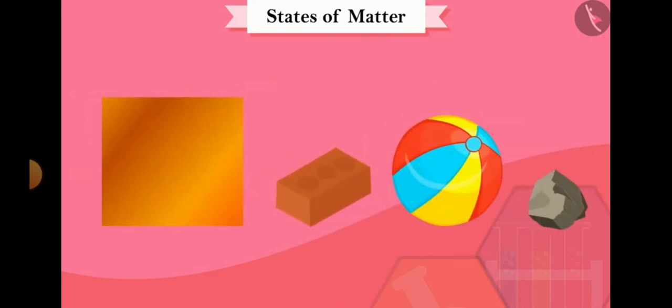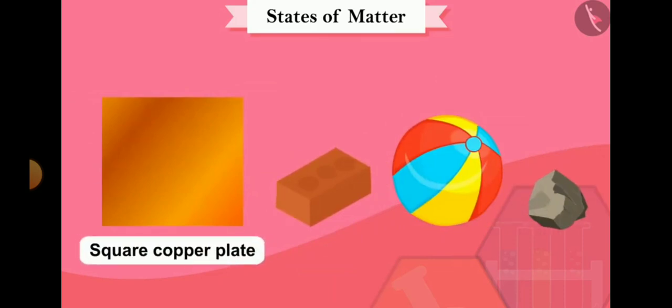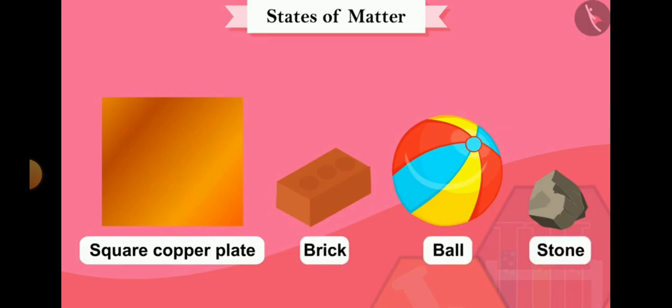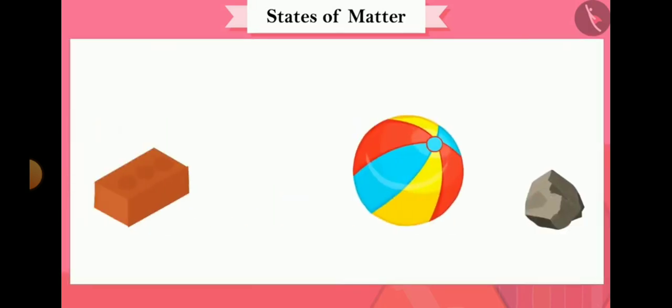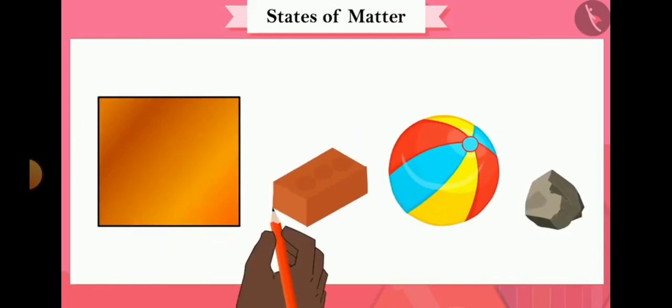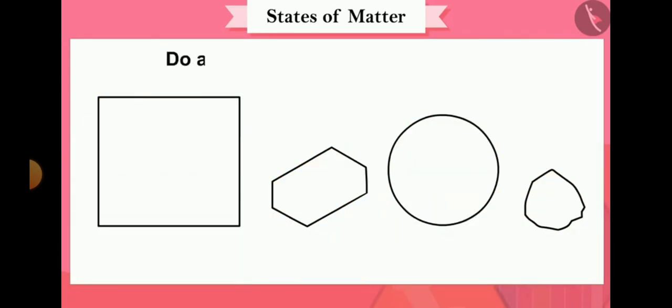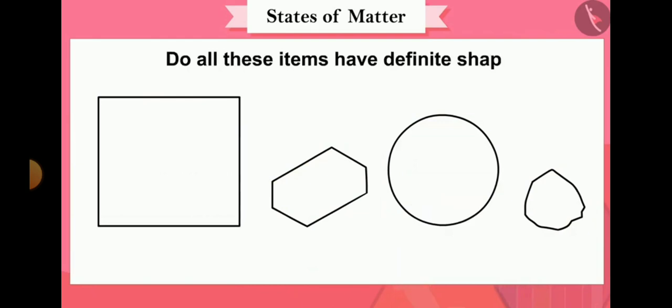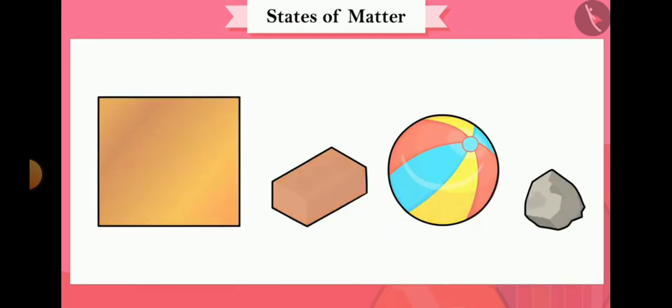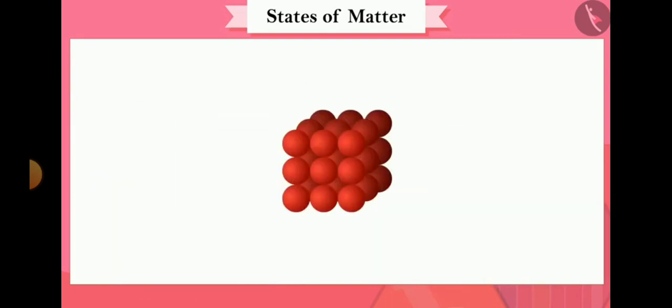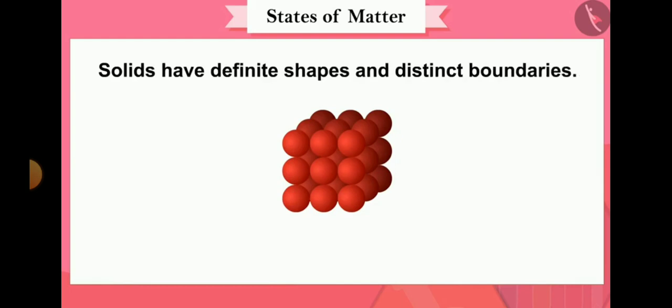Collect these items: a square copper plate, a brick ball and a stone. Now, draw the shape of all these objects with a pencil on a paper. Do all these items have definite shape and clear boundaries? All these things are in the solid state of matter. Therefore, we can say that solids have definite shapes and distinct boundaries.